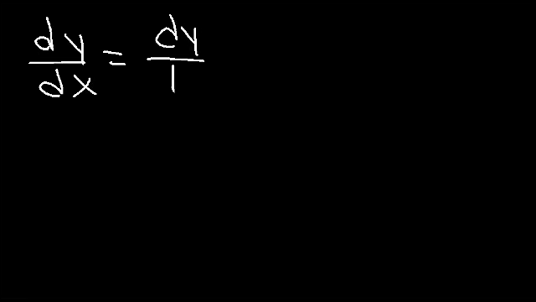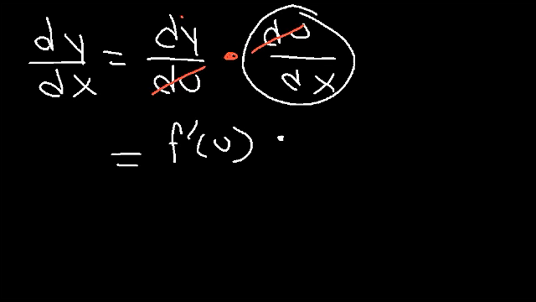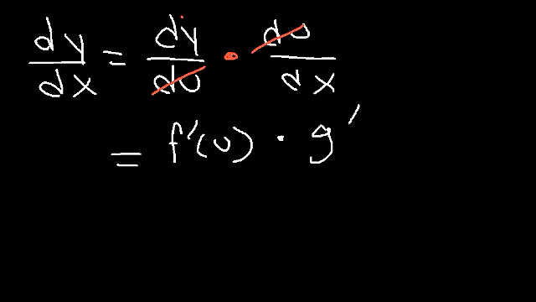Now, if we want to find the derivative of y with respect to x, here's what we can do. dy dx is dy over du times du over dx. Do you agree? Notice that we can cancel du. So by multiplying dy over du by du over dx, we're going to get dy over dx. Now we said that dy over du is equal to f prime of u in the last page, and we said that du over dx is equal to g prime of x.